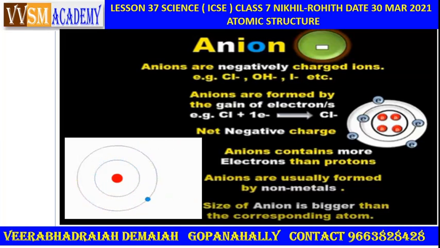Example, chlorine, if it accepts an electron. Chlorine atomic number is 17. If you write the electronic configuration 1s2, 2s2, 2p6 and so on, you write the configuration, and that negative charge means the anion contains more electrons than protons. Anions are usually formed by non-metals like chlorine, bromine, iodine, which are called halogens. Then the size of the anion is bigger than the corresponding atom because it accepts electrons. Generally, it increases the size of the anion, which is a negatively charged ion.